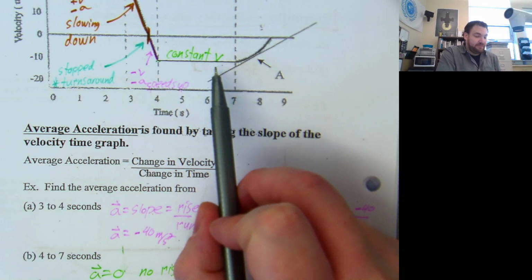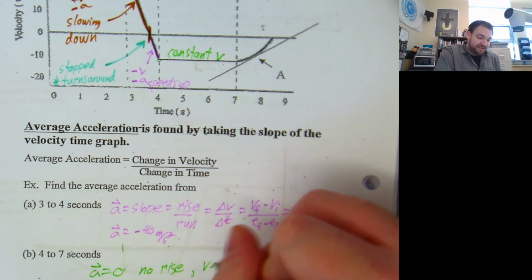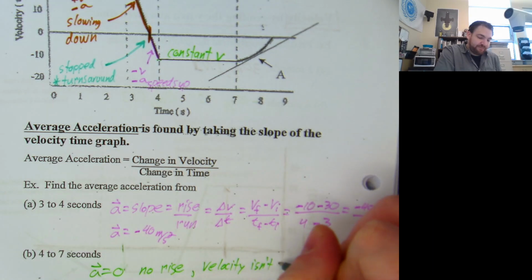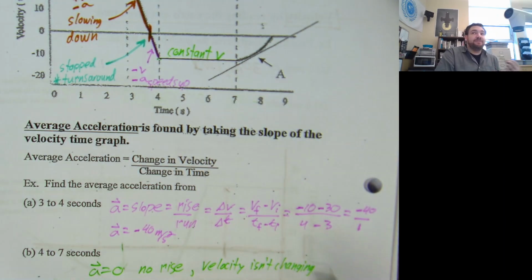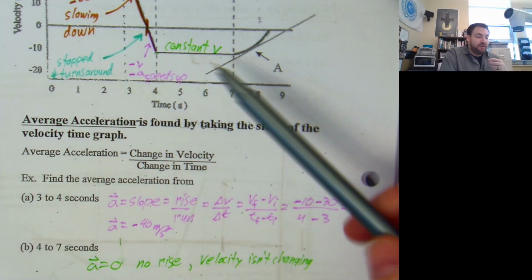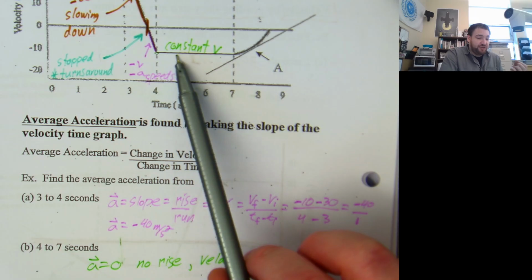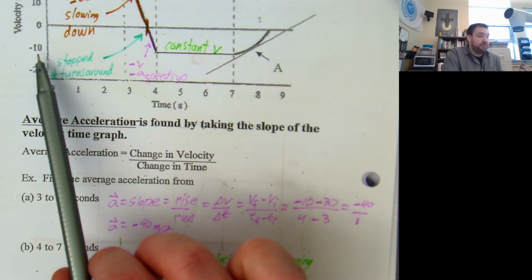Constant v means the velocity isn't changing. That's another way to think about what it means to be not accelerating. Constant v is you are moving here because your constant velocity isn't 0.